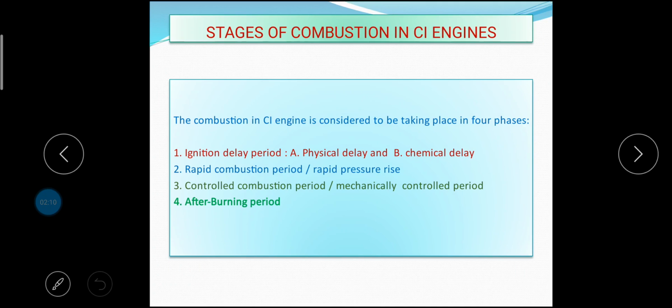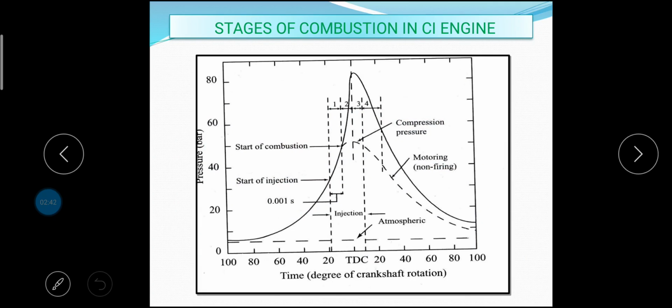What are the stages of combustion in compression ignition engines? The combustion in a CI engine is considered to be taking place in 4 stages. Ignition delay period, that contains physical delay and chemical delay. Second one, rapid combustion period or rapid pressure rise. Third stage is controlled combustion period or mechanically controlled period. And last stage is after burning period. Let's discuss one by one. This is a schematic diagram that illustrates the various stages of combustion in a CI engine.